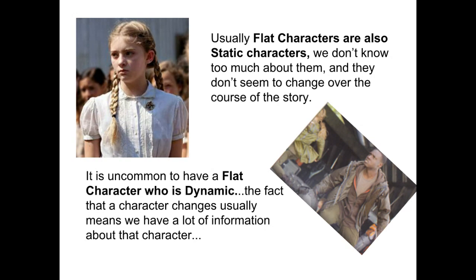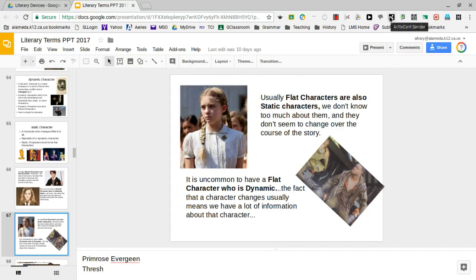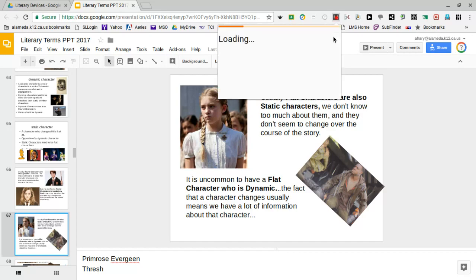Again, we have our concepts of character and different ways that we can measure character. And we need to think about that as we write our story.